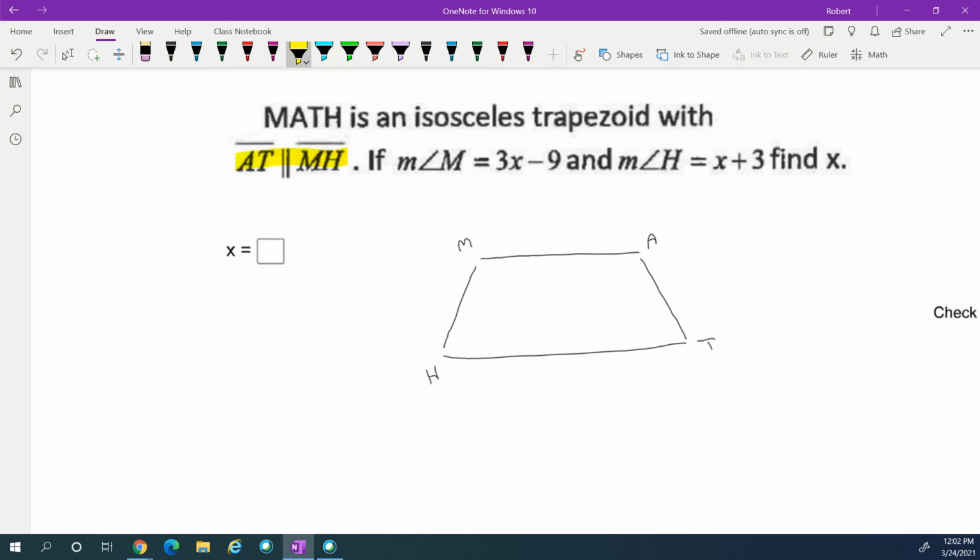AT is parallel to MH. Well, that's not true. So I'm going to fix it. And we said we can shift the letters or we could just go in the other direction. But we have to get the letters in an appropriate place. I'm just going to go in the other direction. MATH. Now I have AT parallel to MH. Now it's correct.